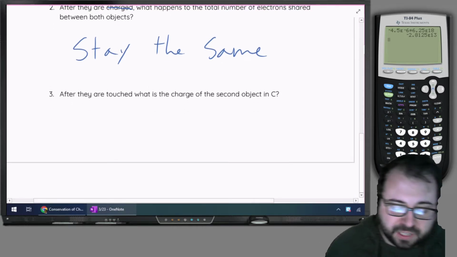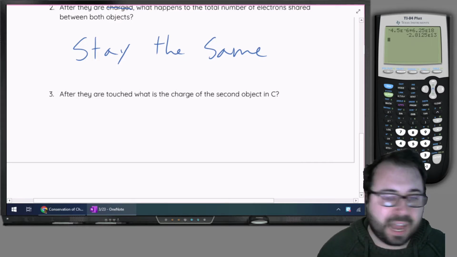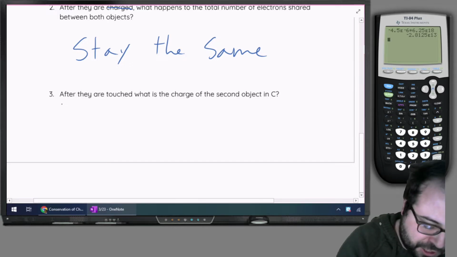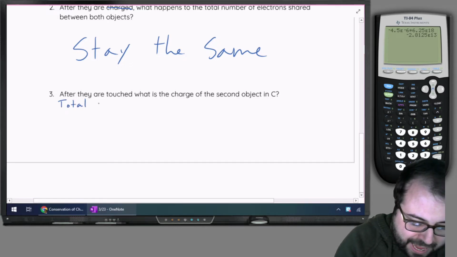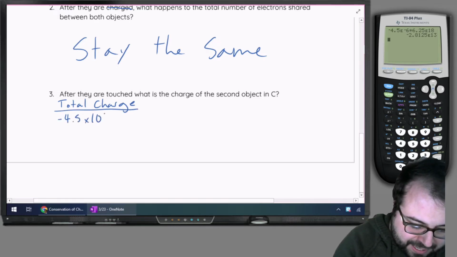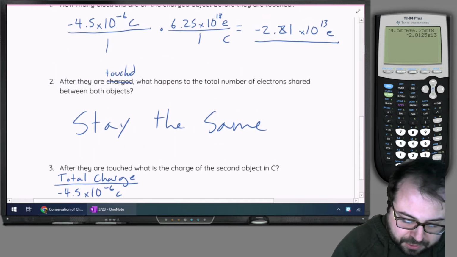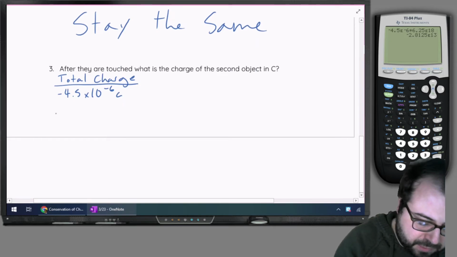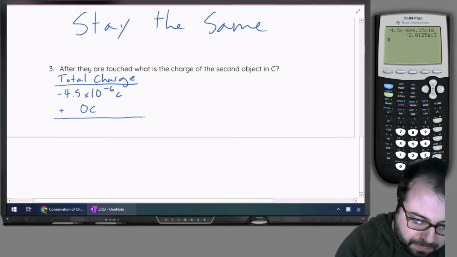So after they're touched, what is the charge of the second object in coulombs? What we need to do is figure out what the total charge is first. So let's get our total charge of both objects. We have negative 4.5 times 10 to the minus 6th coulombs. Let me just double check that. Yes. Plus the other object is neutrally charged, so 0 coulombs. So my total charge is negative 4.5 times 10 to the minus 6th coulombs.